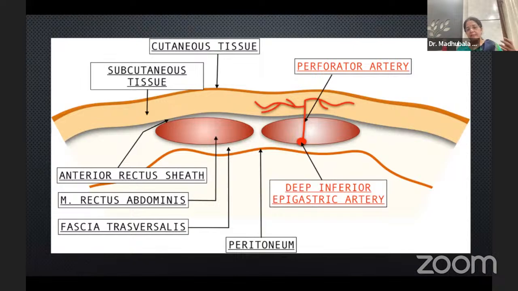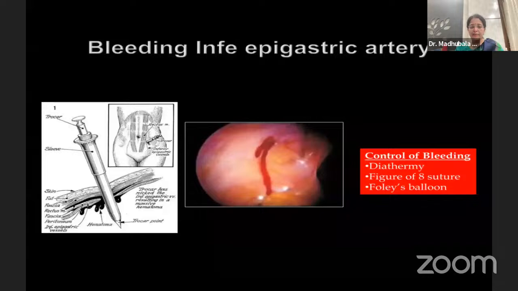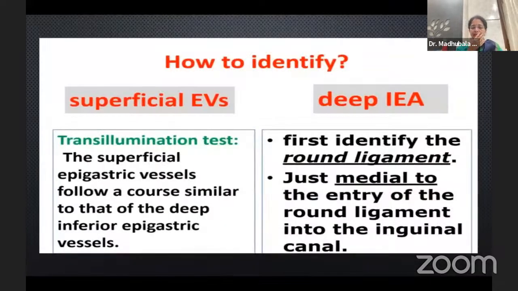and it always has to be kept in mind when you're inserting your secondary trocar. The superficial ones can be seen with transillumination, but for this deep inferior epigastric artery, we should go away from the rectus muscle, mainly 8 centimeters away from the midline, so that you don't perforate or injure the deep epigastric artery. So what if there's bleeding from the inferior epigastric artery? We have to tackle it either by diathermy, figure of 8 stitch, or a Foley's balloon tamponade. So how to identify it, to avoid this deep inferior epigastric artery? We have to identify the round ligament, and this artery travels medial to the entry of the round ligament into the inguinal canal.